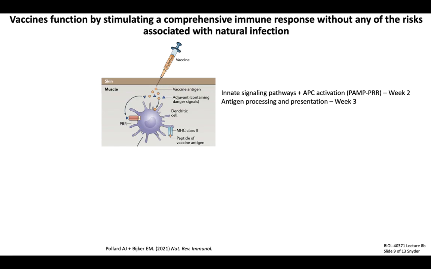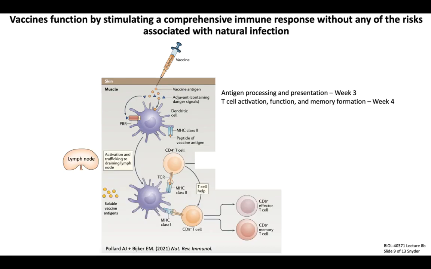As we just established, the antigenic component of vaccines can be administered through a variety of different formulations, all of which function along with adjuvants to activate innate immune cells in the muscle. This includes PAMP-PRR signaling associated with APC activation that we learned about in week 2, as well as antigen processing and presentation that we learned about in week 3. The end result of this first stage of an immune response to vaccines is that you get local inflammation and activated APCs such as dendritic cells, and these then display the vaccine's antigenic component on both MHC class 1 or MHC class 2.